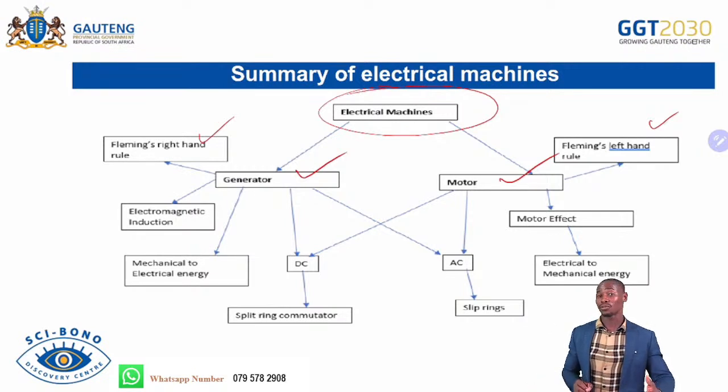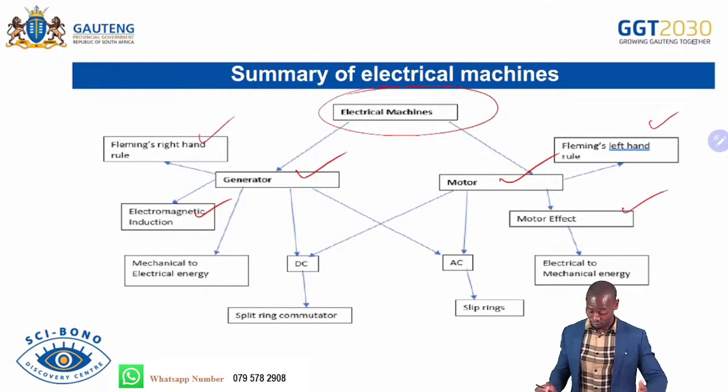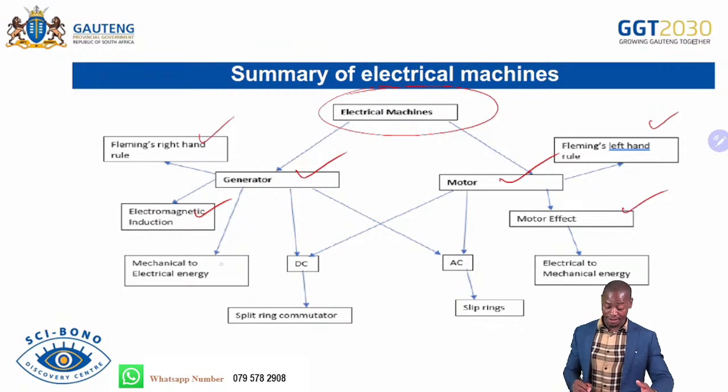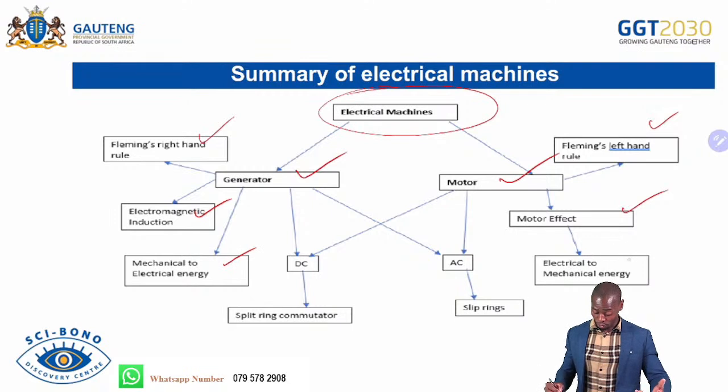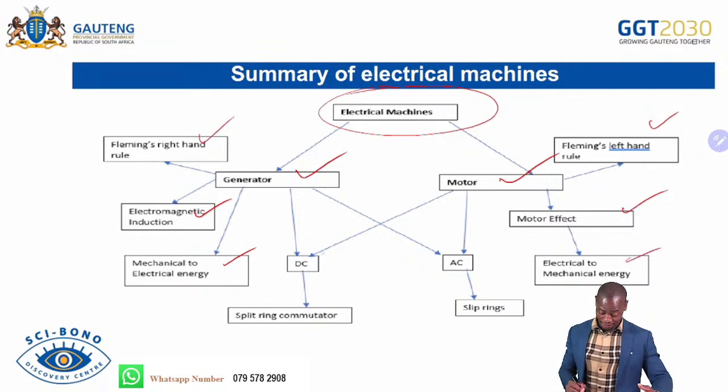Then generators, whether it is AC or DC, are based on electromagnetic induction. And then motors, whether it is an AC or DC motor, are based on the motor effect, which is the fundamental principle. Generators convert mechanical to electrical energy. Motors convert electrical to mechanical. Then we have a DC generator and a DC motor.